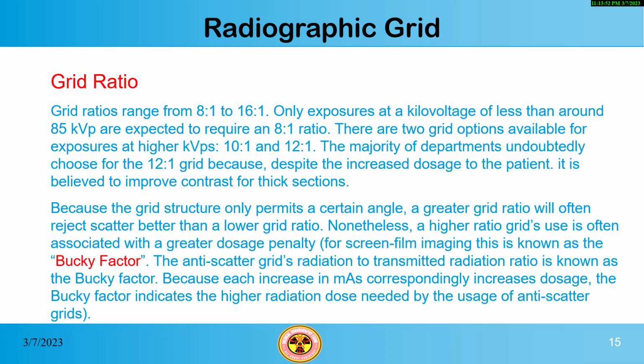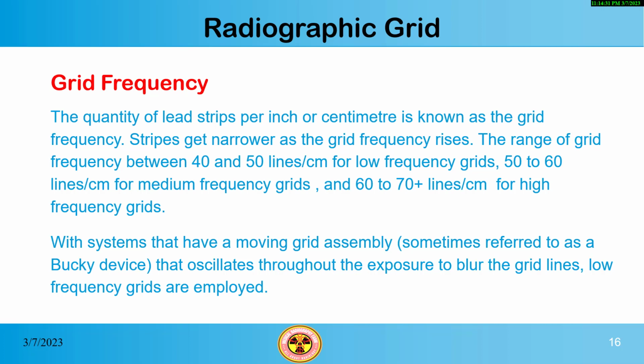Because the grid structure only permits a certain angle, a greater grid ratio will often reject scatter better than a lower grid ratio. Nonetheless, a higher ratio grid's use is often associated with a greater dosage penalty. For screen film imaging, this is known as the Bucky factor. The Bucky factor is the ratio of incident radiation to transmitted radiation of the anti-scatter grid. Because each increase in mAs correspondingly increases dosage, the Bucky factor indicates the higher radiation dose needed by the usage of anti-scatter grids.